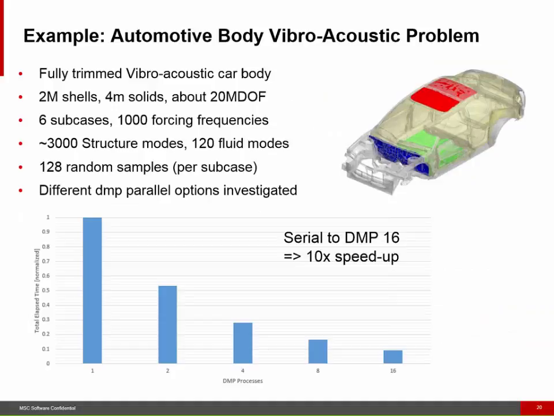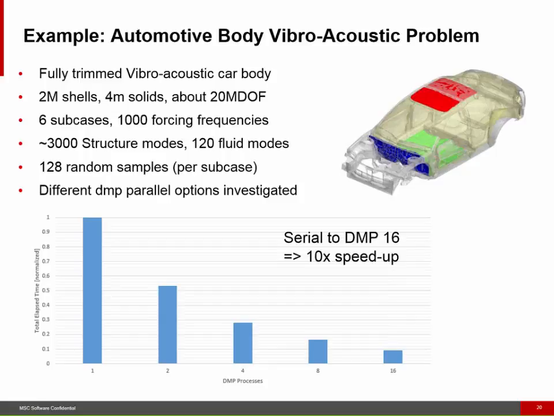Here's one more real-life model. It's a fully trimmed vibro-acoustic car body model. About 20 million degrees of freedom. There's 6 subcases, in total 1,000 forcing frequencies. And on this model, we run 128 random samples for each subcase. So there's a lot of frequency response calculations going on.